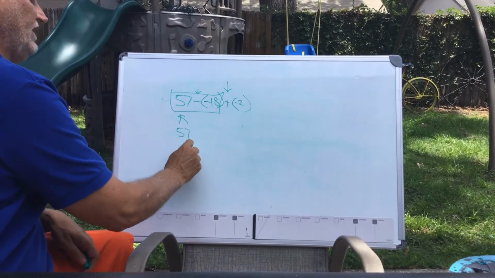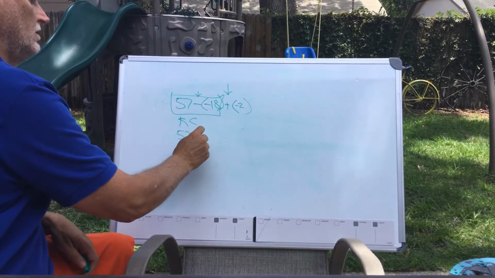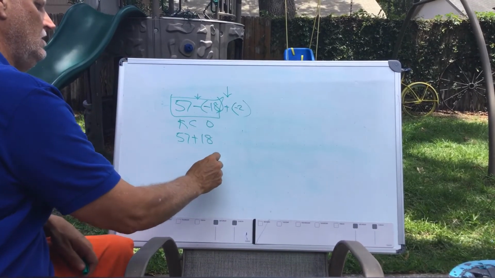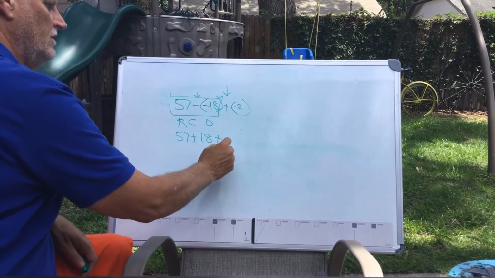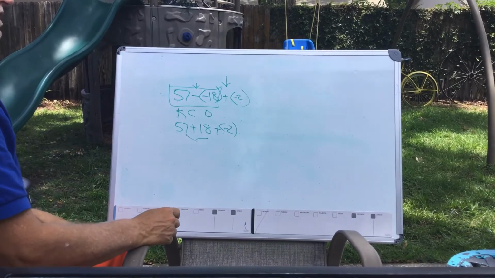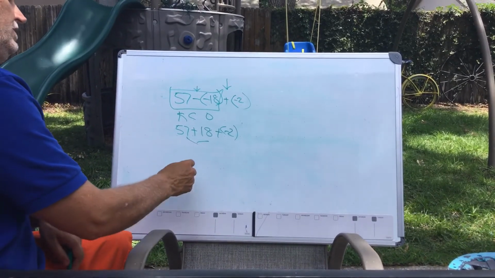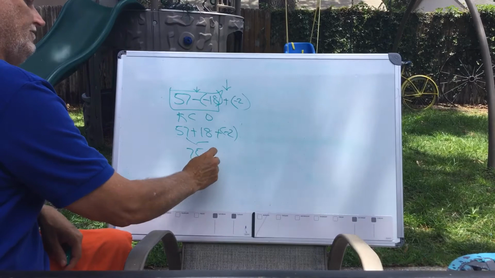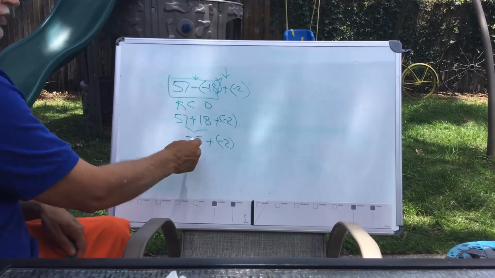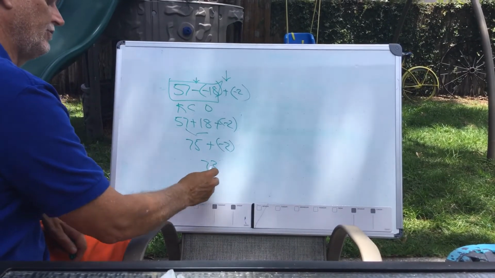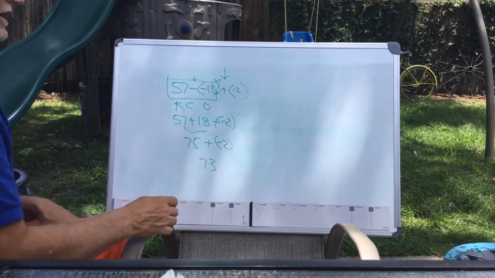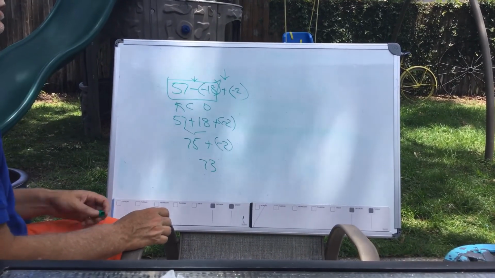So keep 57 plus the opposite of negative 18 is 18, and then plus negative 2. So I'm going to combine these first. 57 plus 18 is going to be 75 plus negative 2. Those are different signs, so I subtract, I get 73, and my 75 is a positive number, so my answer is a positive 73.